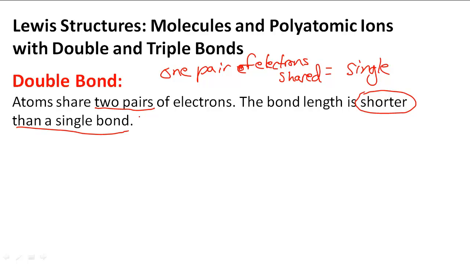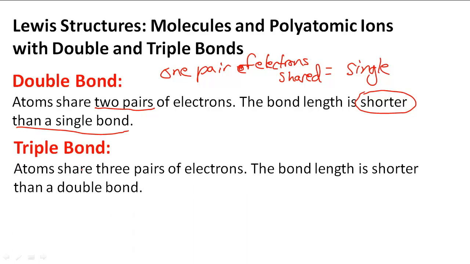So in a triple bond, we can assume that atoms share 3 pairs of electrons. So triple means 3, double 2. So triple means they share 3 pairs of electrons, and the bond length is then shorter than a double bond.